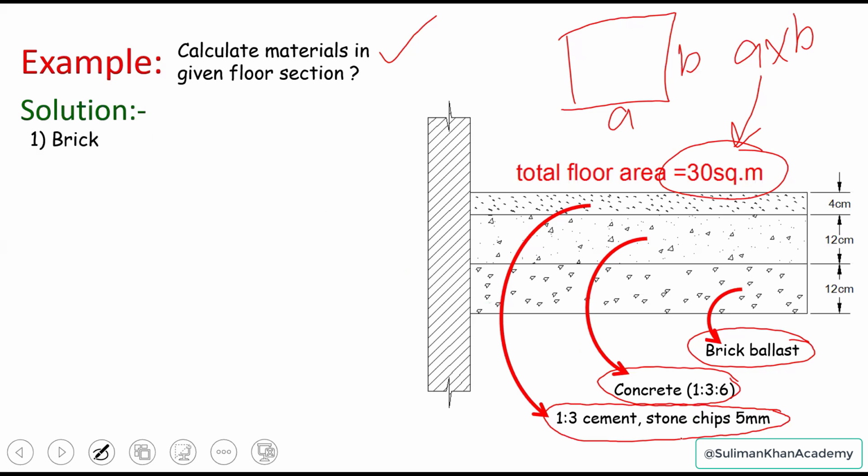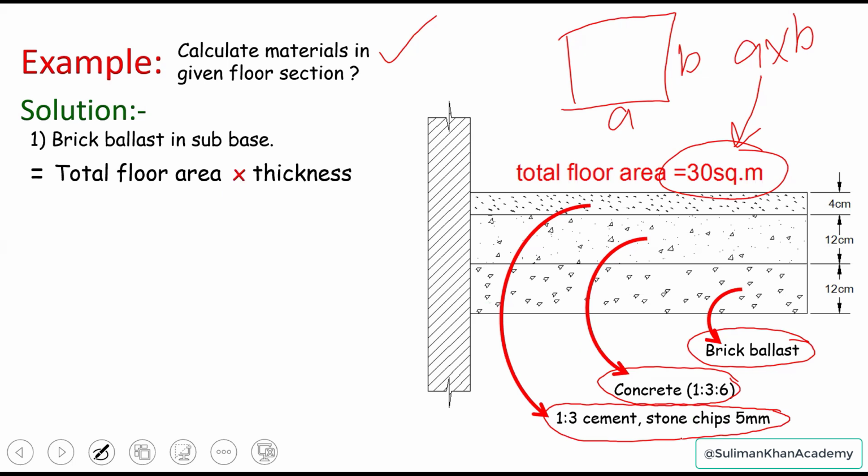In the solution, as you can see, the brick ballast, which is in the subbase, can be calculated in terms of volume. If you remember, we have already covered volumes in the second lecture. This is the reason I covered area and volume. Now, what should be the volume? The cross-sectional area, or the top area, times the thickness. The total floor area is just 30 square meter, and we will multiply the same area with the thickness, which is known, and it is 12 centimeters. So this is the quantity of brick ballast.